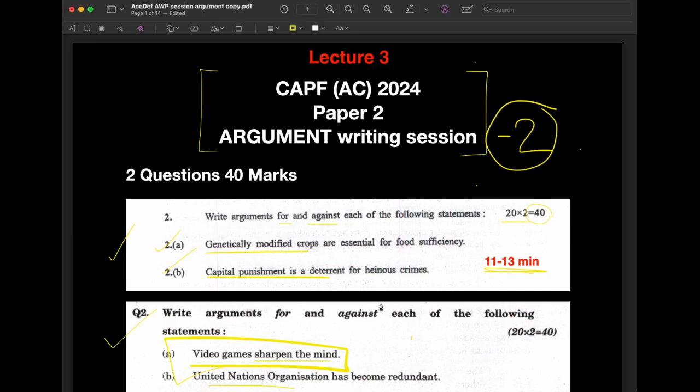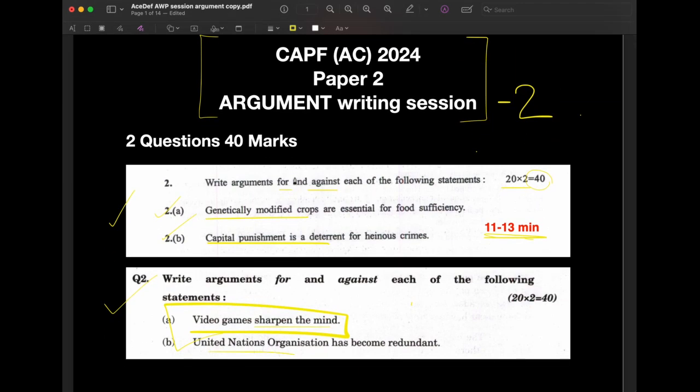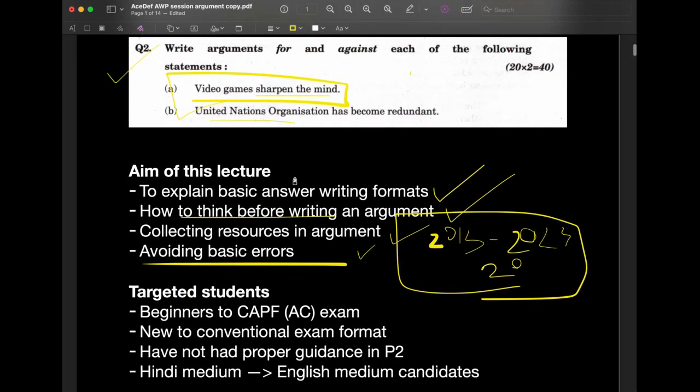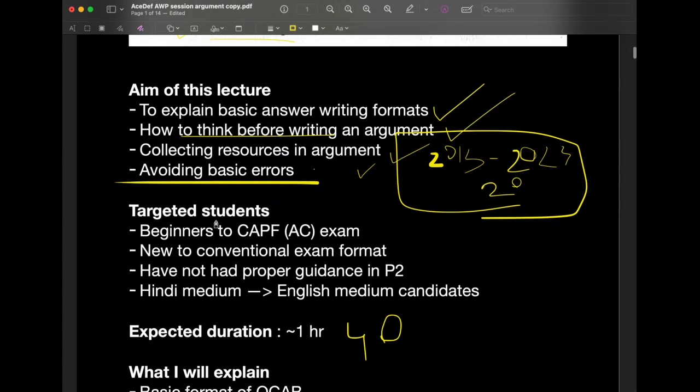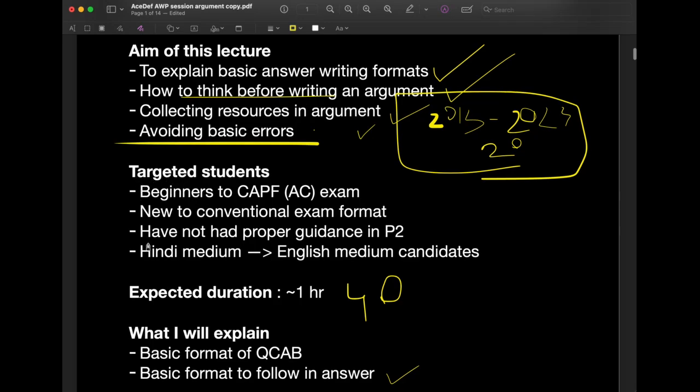I did not want to take one long lecture of 1.5 hours or something of that order, that it becomes harder for you to come again and see the lecture again. That is why this lecture is in 2 parts. This is the second part of argument writing session which you are watching. In the previous lecture we discussed the basic answer writing formats, how to think before writing an argument, collecting the resources, and avoiding the basic errors. Avoiding the basic errors is what we will be covering in this lecture, in this second part.